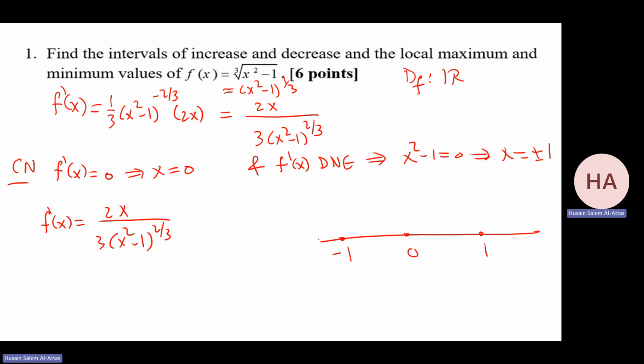Take a value, minus 2. Substitute, I have negative. This is always positive since I have an even power here. So that will be negative. Between minus 1 and 0, take a value like minus half, still negative. Between 0 and 1, that will be positive. So it's decreasing.